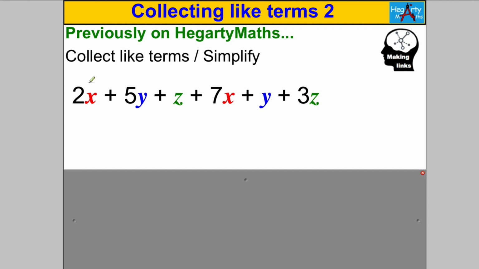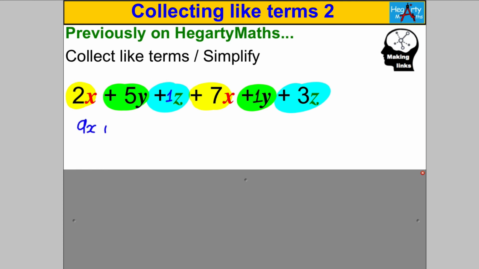Well, I would expect to see you getting your highlighters out and saying, I've got 2x and I'm going to add a 7x. Then you've got a positive 5y and you're going to add a positive 1y, which you might write a 1 there, and you've got a positive 1z and you're going to add a 3z. Collecting like terms, I would expect you to say this was 9x, add 6y, add 4z, and I would expect you to use the identical sign there. So you know how to do that, and I hope that makes perfect sense to you.